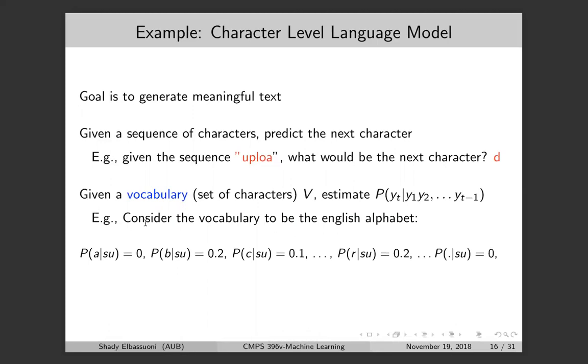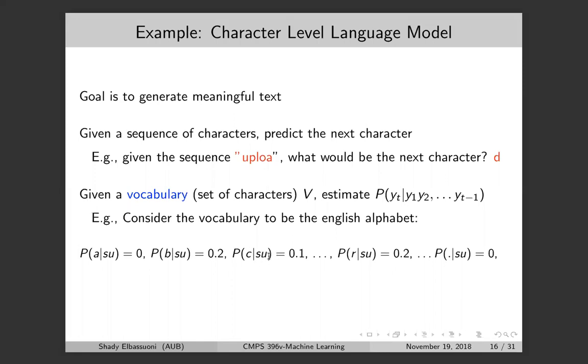So we could build these probabilities. A language model is a probability distribution. The probability of A given SU is equal to 0, because you don't expect A to appear after SU. There are not a lot of words in English that have the sequence SUA. But B after SU is 0.2, so it's a little higher, because you have the word sub, which is a valid word or part of a word in English.